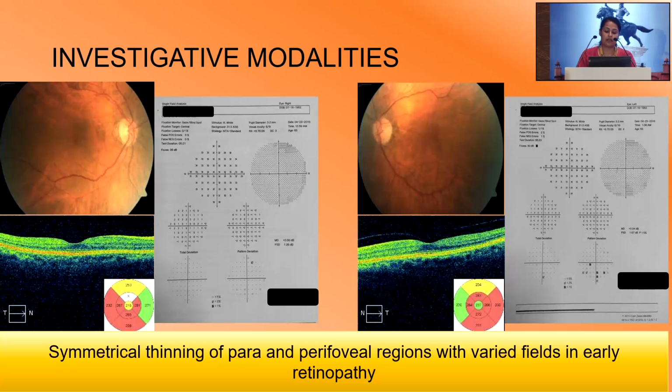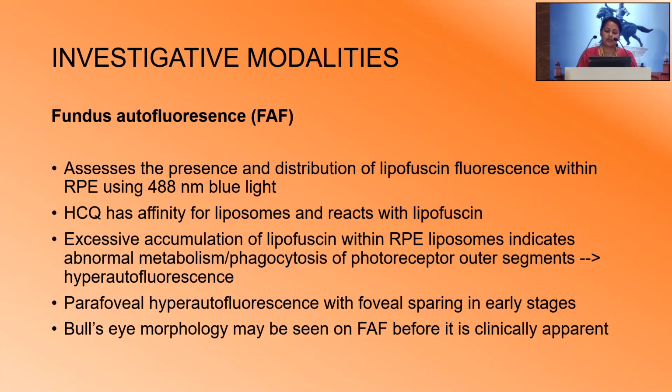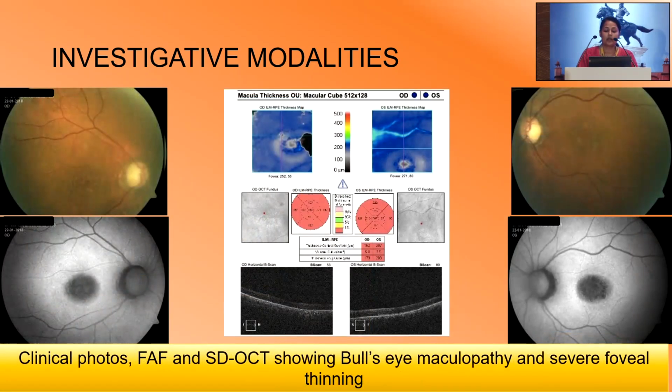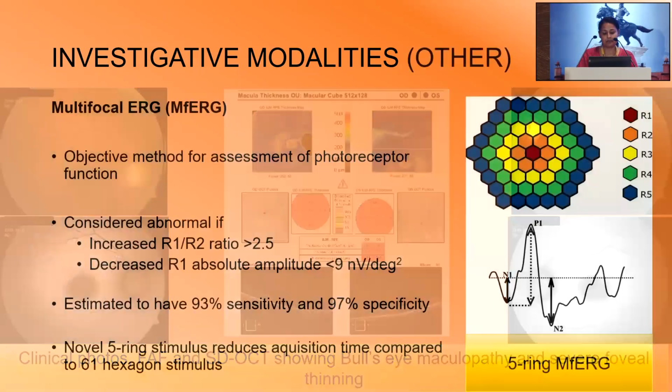Fundus autofluorescence has been found to reveal parafoveal hyperautofluorescence with foveal sparing due to accumulation of lipofuscin within RPE liposomes. A bullseye maculopathy may be detected on autofluorescence before manifesting clinically. As seen in this picture, the pigmentary changes at the macula have not yet taken the form of bullseye maculopathy. However, the same can be clearly demonstrated on fundus autofluorescence. When correlated with OCT macula, bilateral bullseye maculopathy in this patient is associated with severe foveal thinning in all zones.